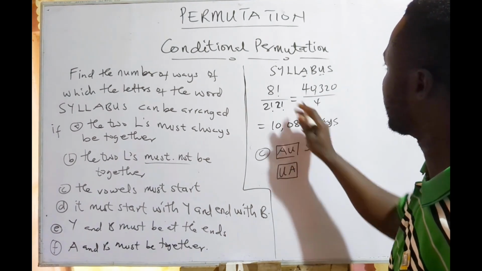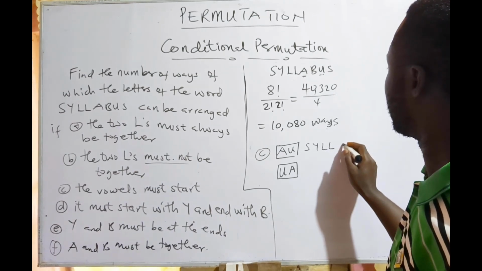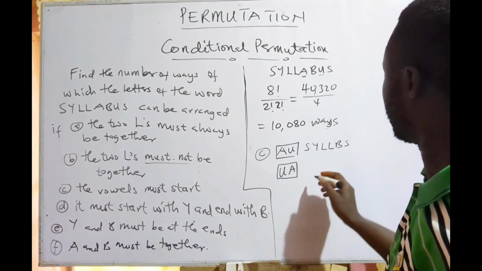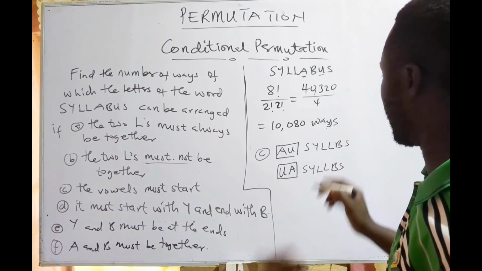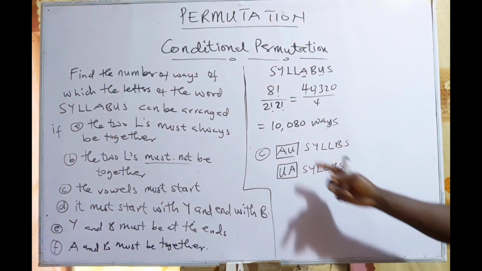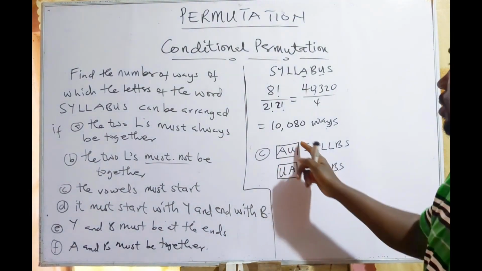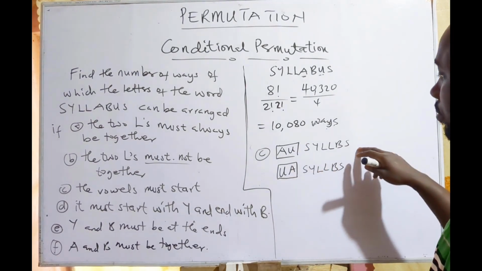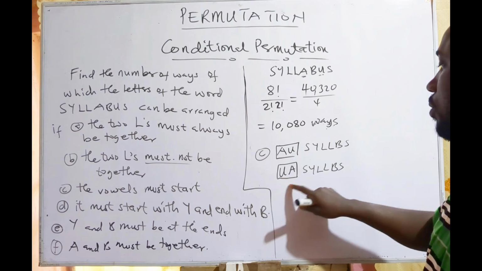We have S, Y, double L, and then B, and then S. The same thing will apply here: S, Y, double L, B, and S. So it can happen in this way. All right. So if AU is starting, then this S, Y, L, L, B, S. Okay, we arrange them. Or UA will start and this.